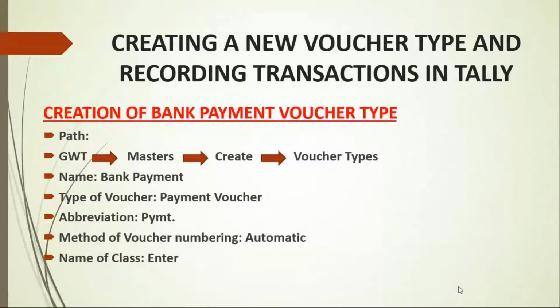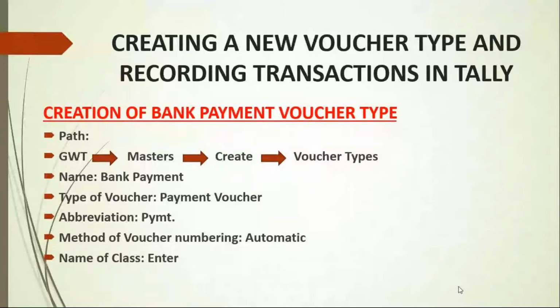The method of voucher numbering is always automatic, which means all of you would have observed this, right? Whenever we go for the voucher number, it will automatically come as 1, 2, 3, 4, 5, 6. We don't count how many vouchers we have used of contra, payment, receipt, or journal. Rather, Tally itself makes a count of how many vouchers we have used of each voucher type. And the name of the class, it's nothing. We have given as enter, but then we fall into the bank payment class.